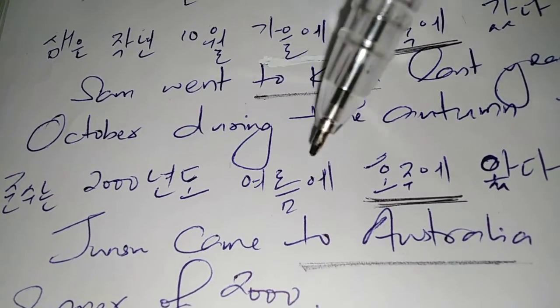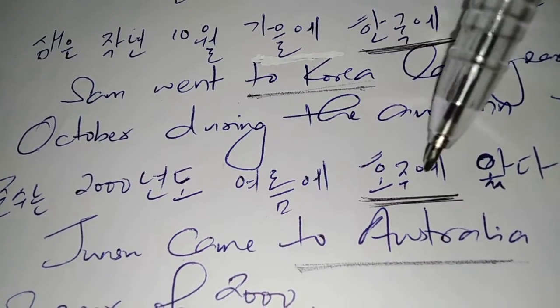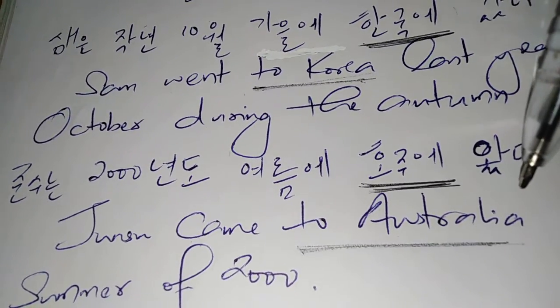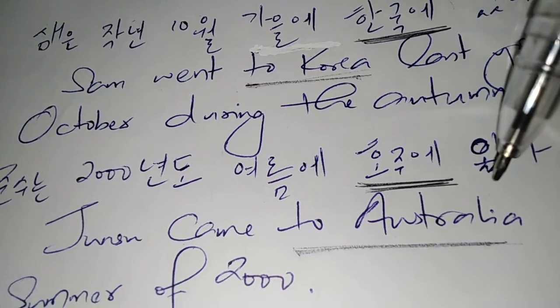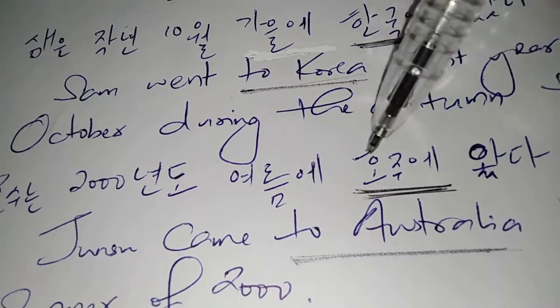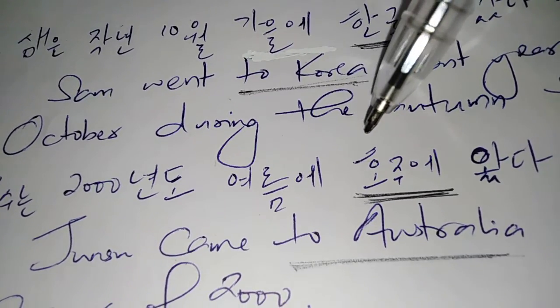준수는 2000년도 여름에 호주에 왔다. So once again, 호주에 to Australia. Junsu came to Australia in the summer of 2000. So 에 and 에, even 에 and 에, both indicate the same meaning here.